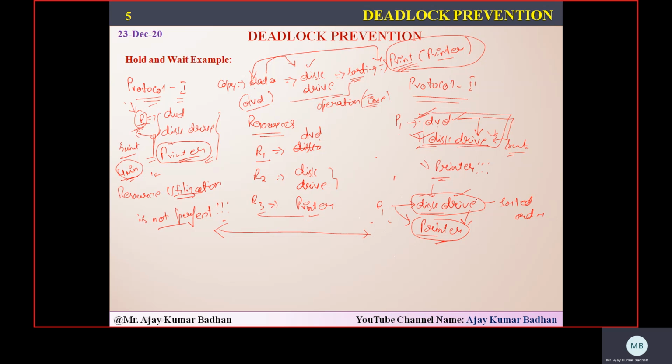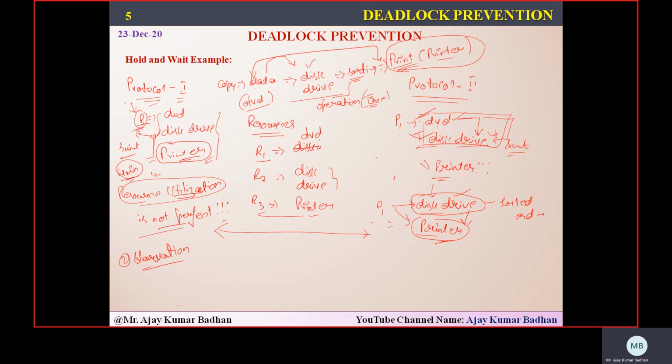In protocol 2, we are just going with the assumption that the disk drive will definitely have that information stored. You create a file and save it; when you close it and open it again, you get that file in the same drive wherever you stored it. That is what we are expecting. So the main drawback we have is that resource utilization is not perfect, and another one is starvation.